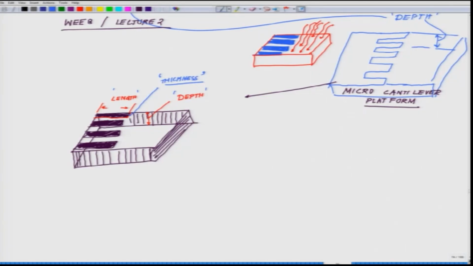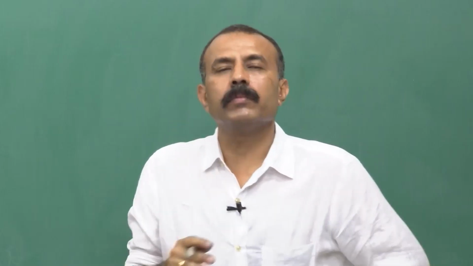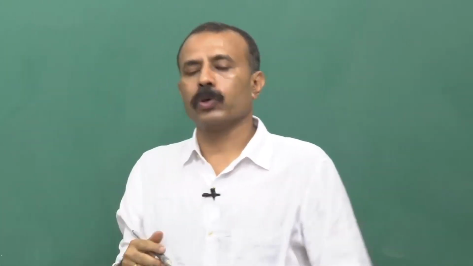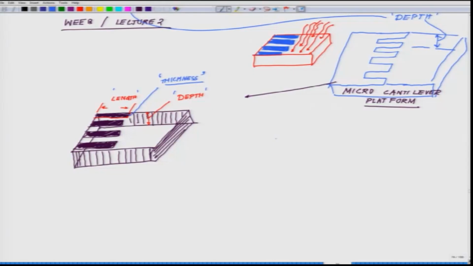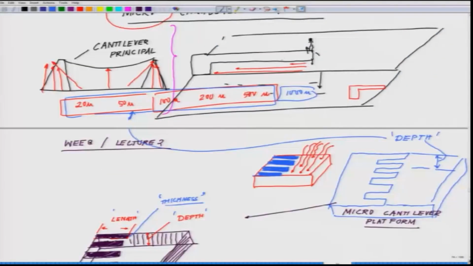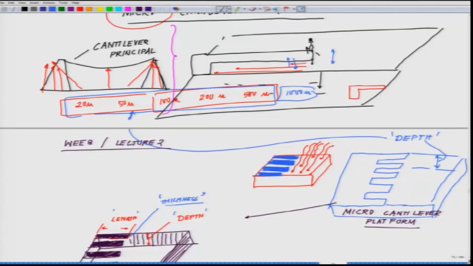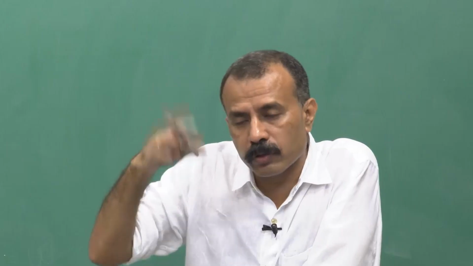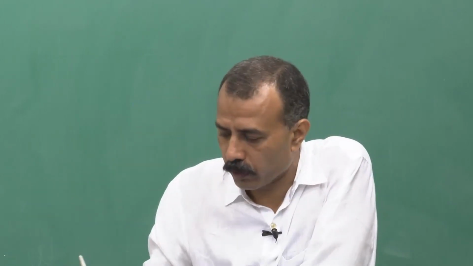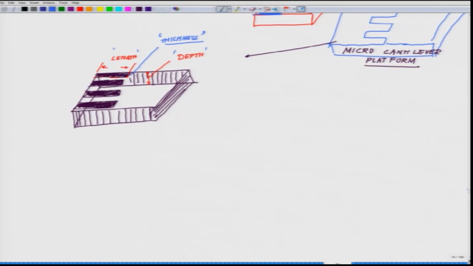Now, the thickness of the cantilever decides how much flexing it will show. Just like the example of the diving board, it moves in an oscillating motion like this. So, how much it is going to move back and forth at this hinge joint is a function of how rigid or how thick the structure is. The thinner the structure, the better motion you will see. So, that is why this thickness does matter.